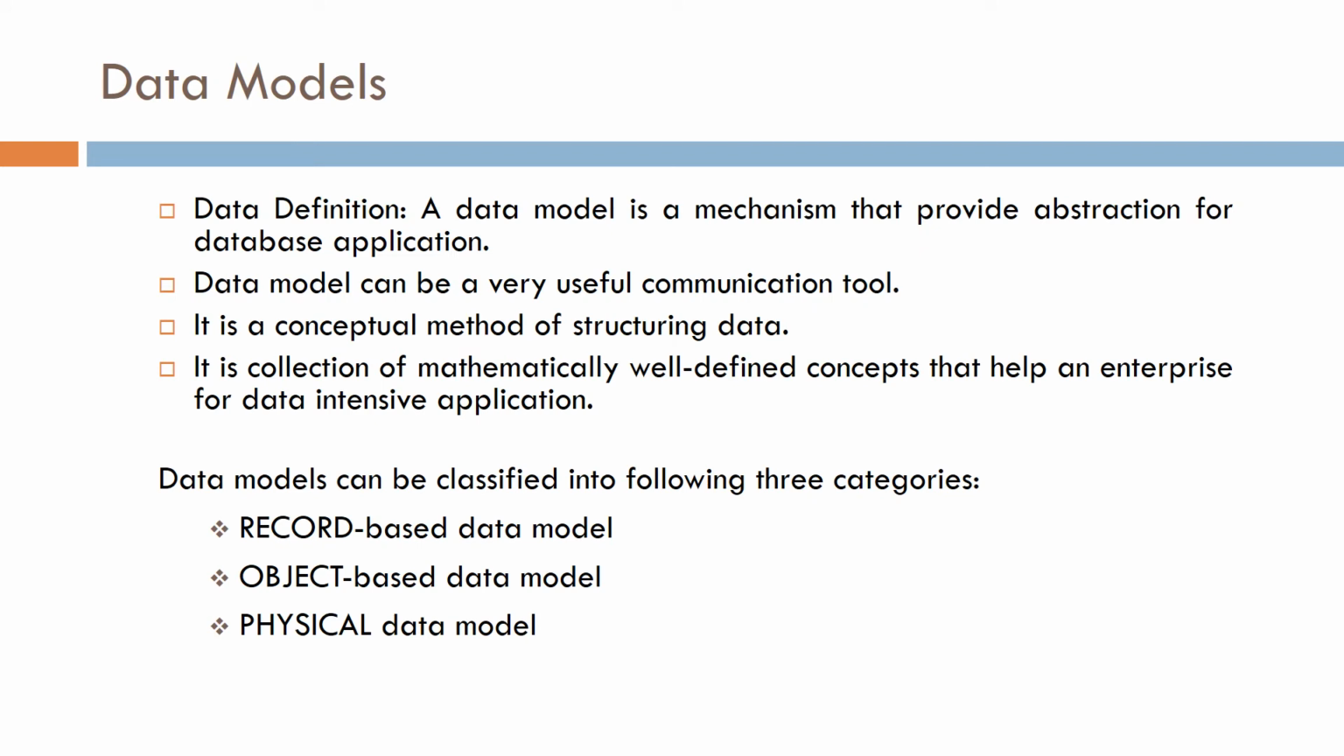Definition of data model is: a data model is a mechanism that provides abstraction for database application. So it is one kind of mechanism which provides the abstraction for the database applications. Data model can be a very useful communication tool. It is a conceptual method of structuring a data. It is a collection of mathematical well-defined concepts that help an enterprise for data-intensive applications. Data model can be classified into following three categories as record-based data model, object-based data model, and physical data model.